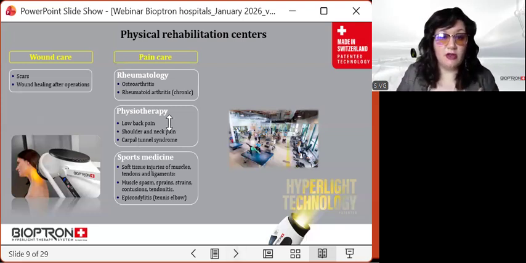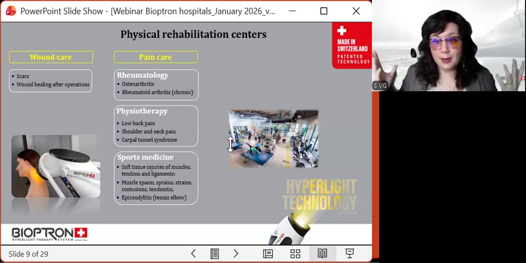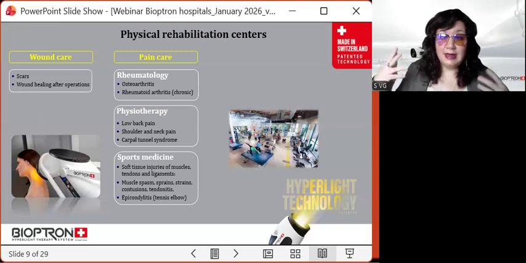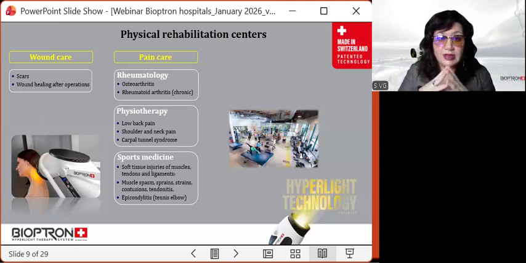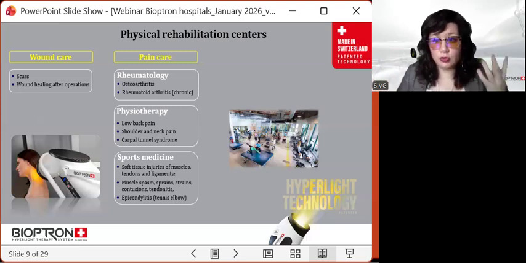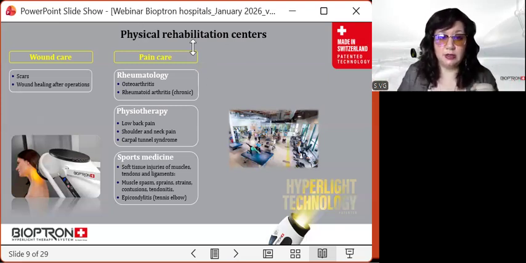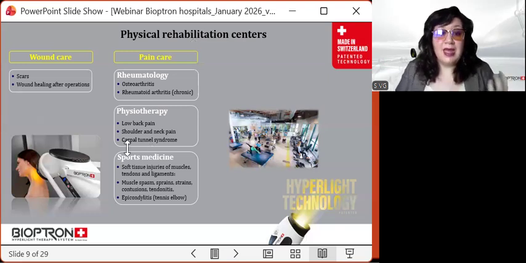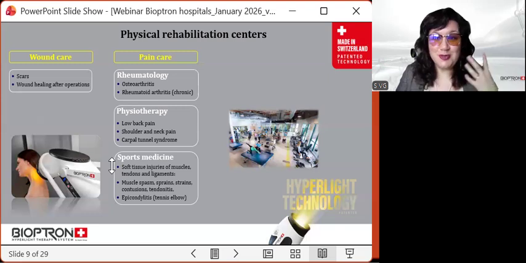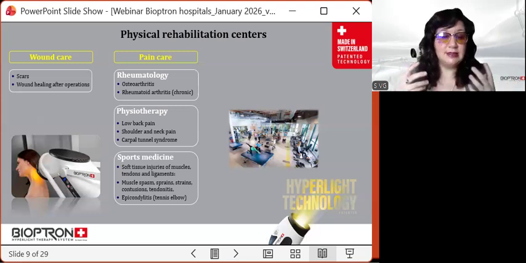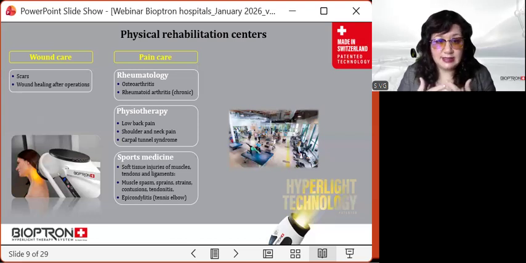Also for physiotherapy itself, people that are going there because they have low back pain, shoulder and neck pain due to different pathologies, carpal tunnel syndrome, for tendinitis. All these pathologies can be treated with Bioptron in combination with other treatments, of course, in these physical rehabilitation centers. And of course, sports medicine. A lot of people are going there because they have a muscle lesion or they need to improve their recovery. They have soft tissue injuries, tendinitis, etc. Bioptron can be very helpful also in these cases.